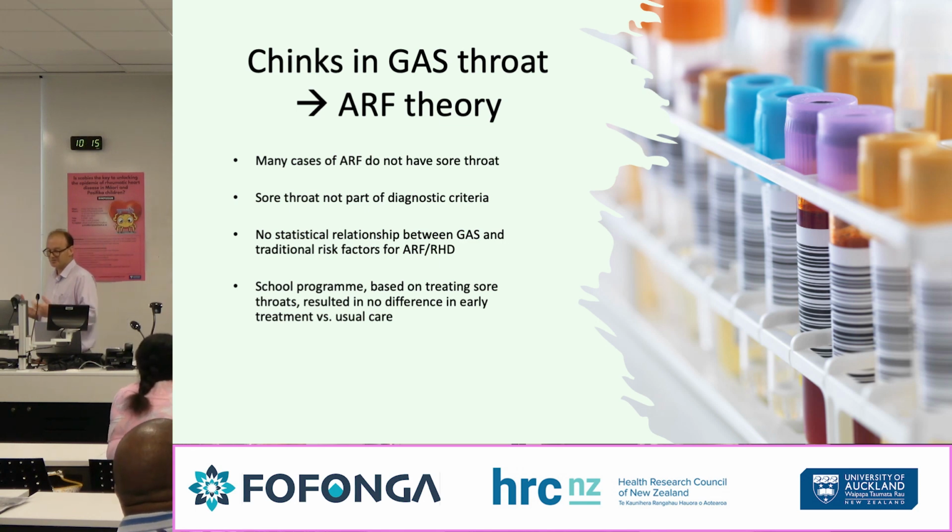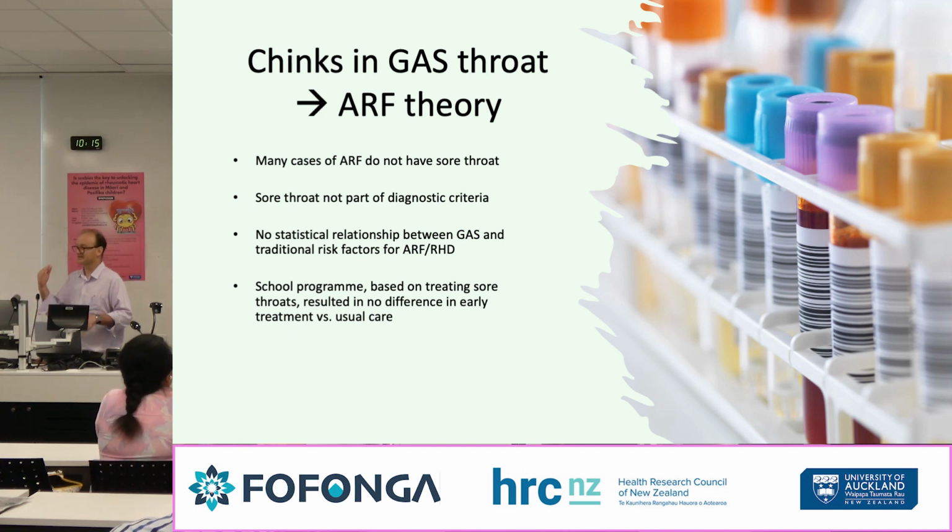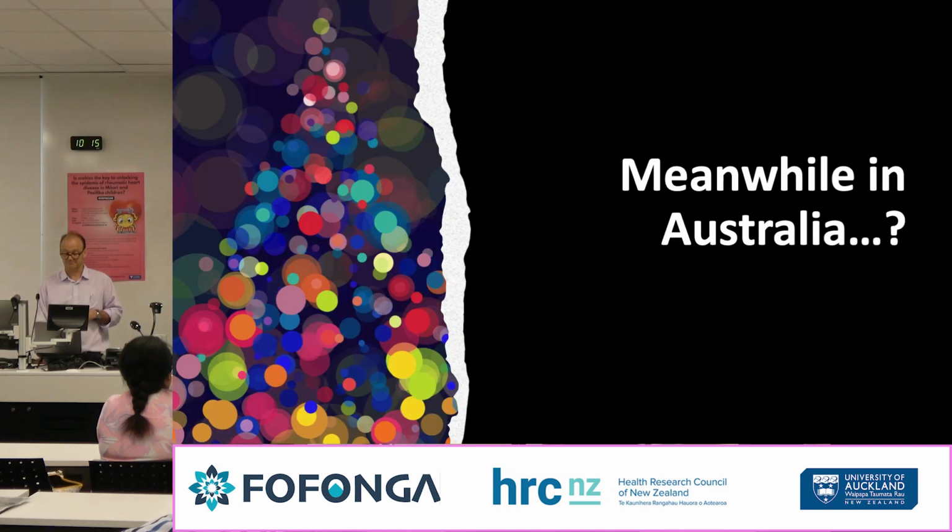I can't see a positive statistical relationship between evidence of group A strep and traditional risk factors of rheumatic fever, so the difference in terms of wealth, high income, low income countries, is not explained by group A strep prevalence. The school program based on treating sore throats resulted in no difference effectively in early treatment versus usual care.